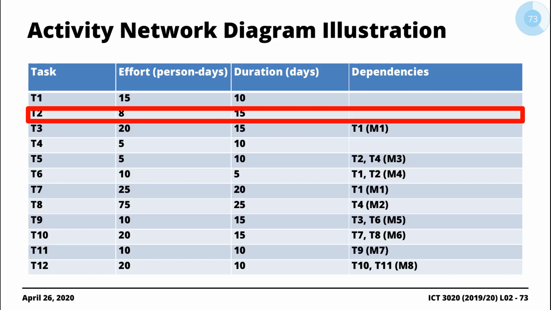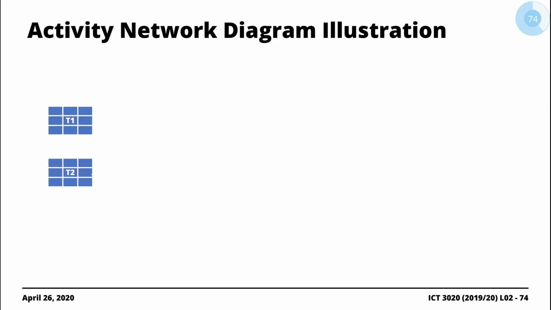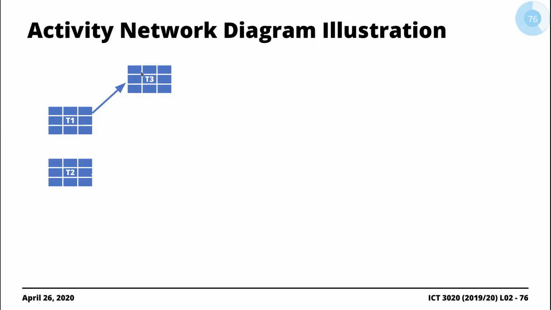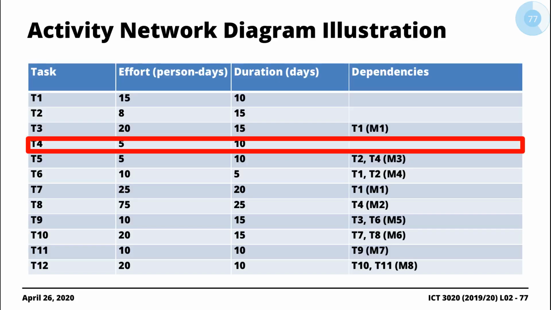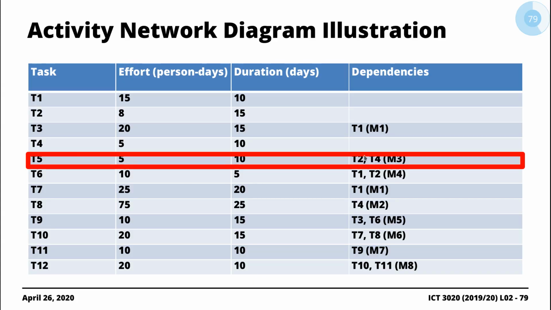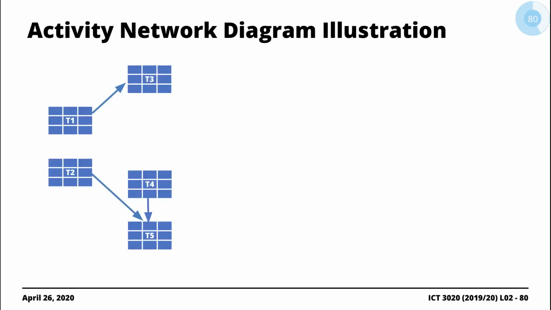We go to the next task, task 2. Task 2 has no dependency, so we just put the block for task 2. We go to task 3. Task 3 has a dependence on task number 1, so we draw an arrow originating from 1 going to 3. 3 is dependent on 1. Task 4 has no dependencies, so we just write the block. Task 5 is dependent on T2 and T4, so we draw an arrow from 2 and 4 going into 5. 2, 4, arrow pointing to 5.